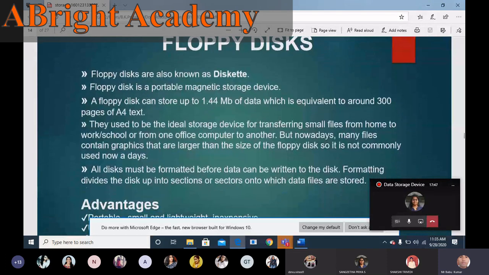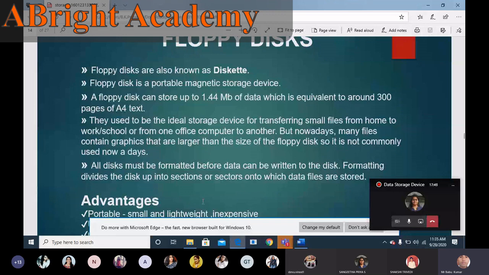Floppy disk. Floppy disks are also known as diskettes. A floppy disk is a portable magnetic storage device. A floppy disk can store up to 1.44 MB of data, which is equivalent to around 300 pages of A4 text.